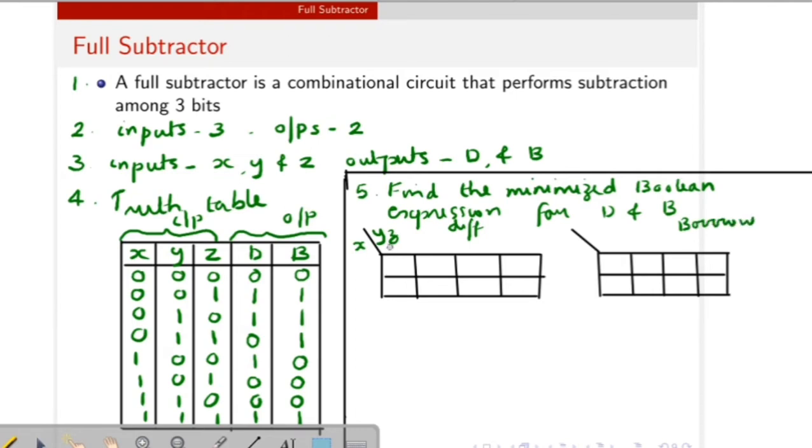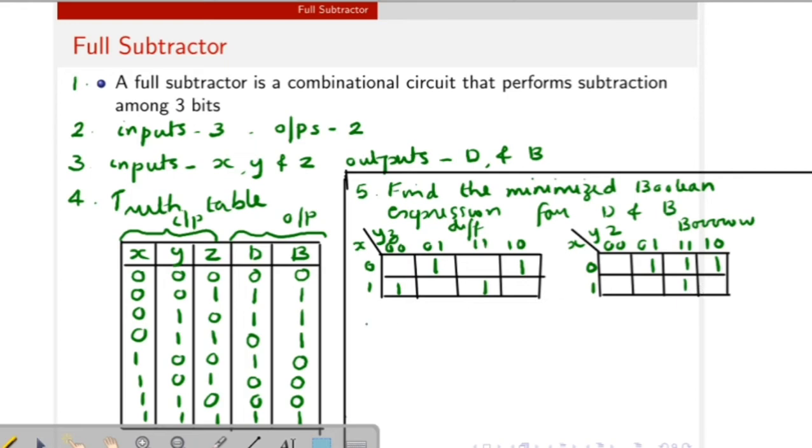Okay, so here we have the variables x, y, z. Then yz may be 00, 01, 11, 10, and here also 00, 01, 11, 10. X may be 0 or 1. So the difference is equal to 1 in the cases 001, 010, 100 and 111. And the borrow is equal to 1 in the cases 001, 010, 011 and 111.